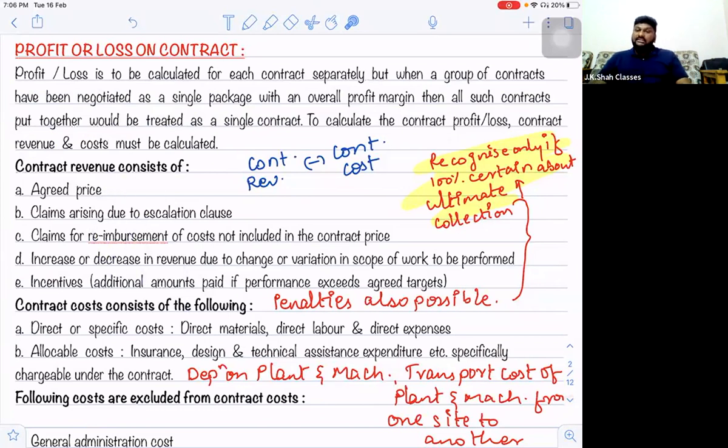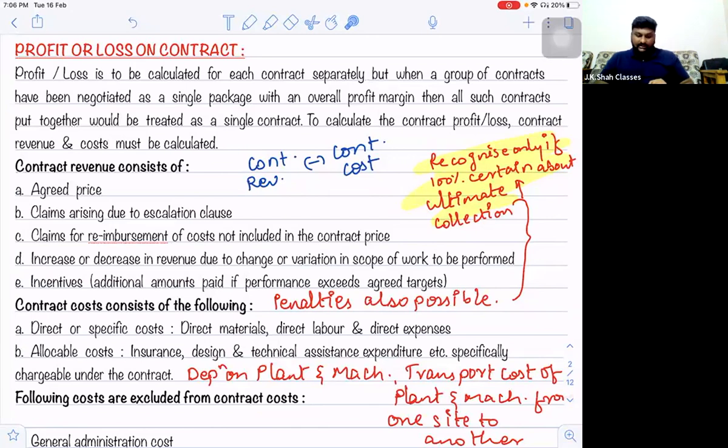So sir, you can see on your screen, there are 5 points, A, B, C, D, E. These 5 points comprise the contract revenue. So what are these points? Sir, point number A, the agreed price. The agreed price means the value which is fixed in a contract, the fixed contract price.